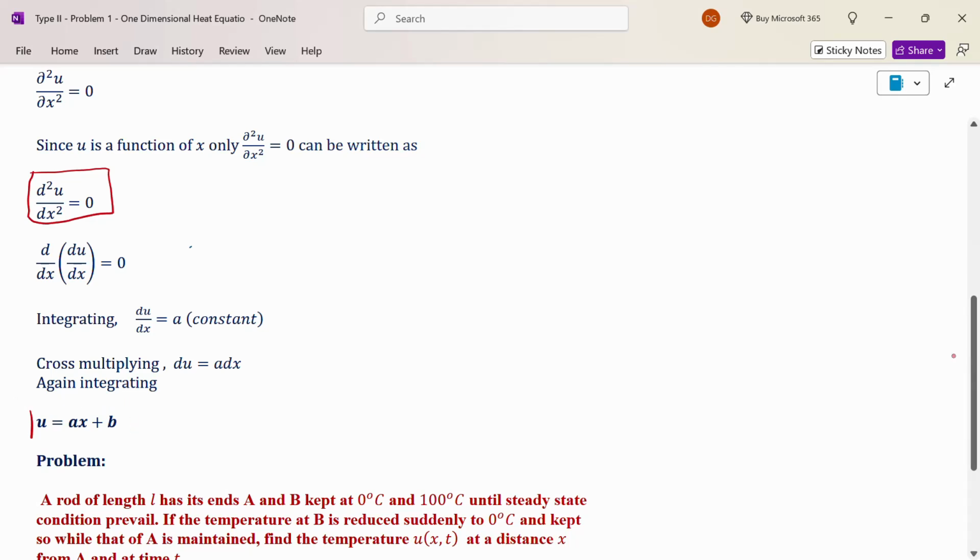Now the consideration is that u is a function of x. What is the meaning of this? u of x equals ax plus b. This is the meaning because u depends on the x variable.